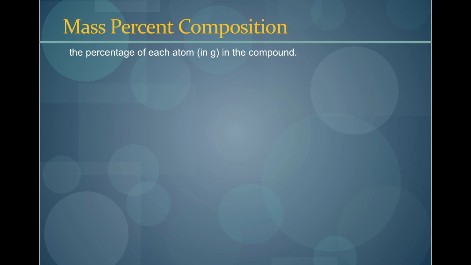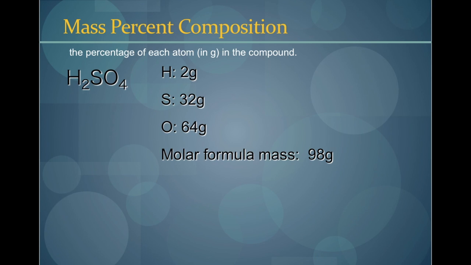We can also figure out mass percent composition of each atom in a compound using the mole concept. And again, we're going to use H2SO4. So we've just found out in the last slide, 2 grams of hydrogen, 32 grams of sulfur, and 64 grams of oxygen. And it's got a molar formula mass of 98 grams. So that's the total. So basically, if we divide each gram amount by the total formula mass of 98 grams, we get the mass percent of that atom.